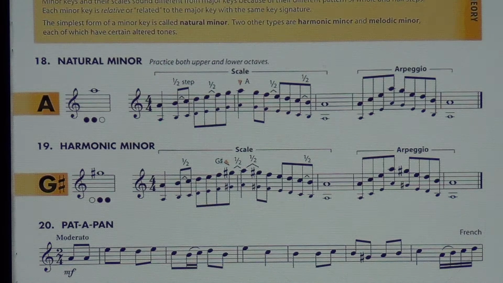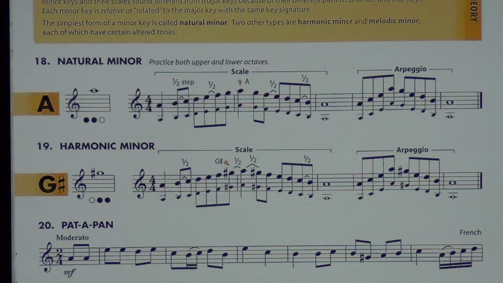Watch that 7th scale degree, it's raised. It's sharpened. Here we go. Ready? 19. 2, ready, and. That's natural and harmonic minor.